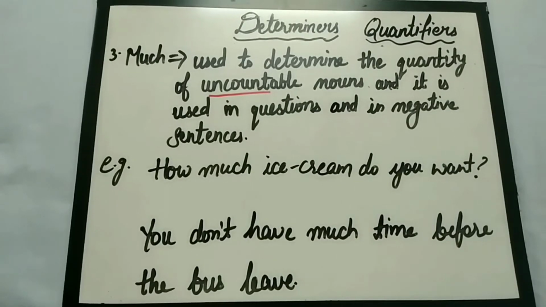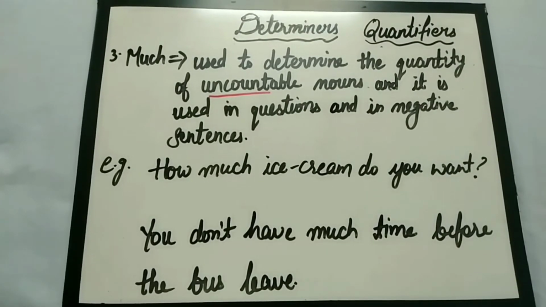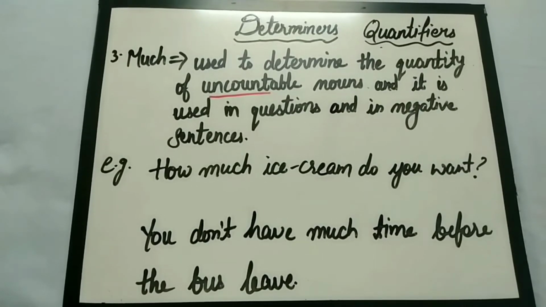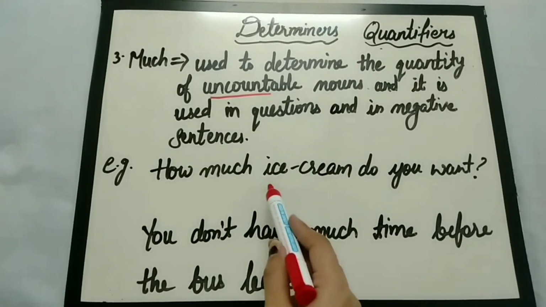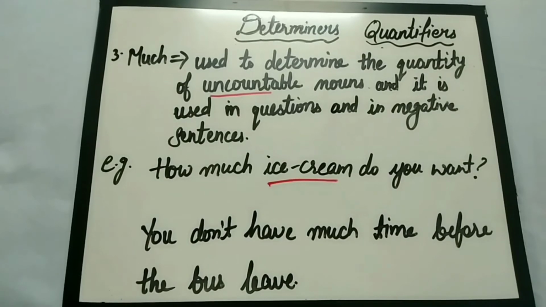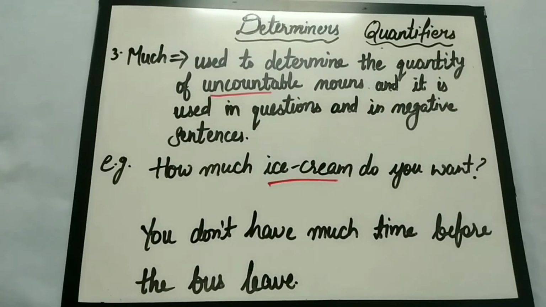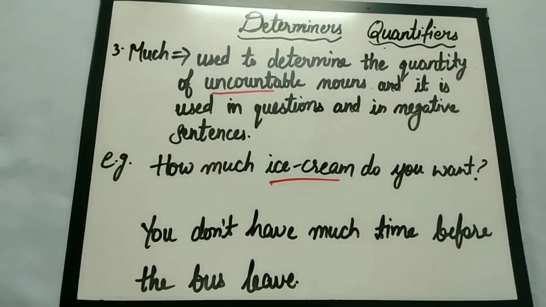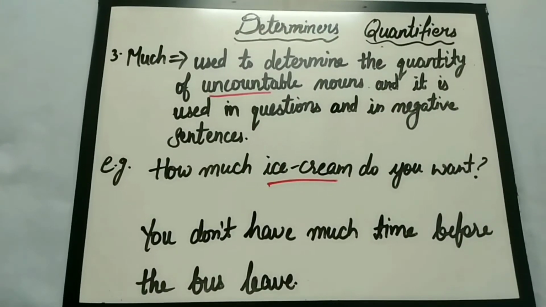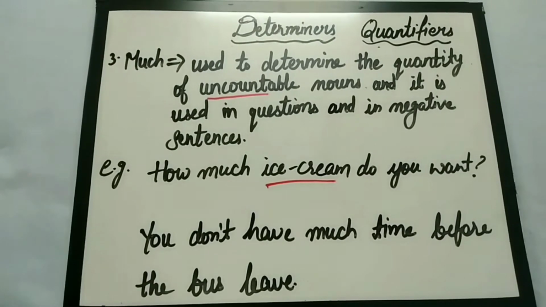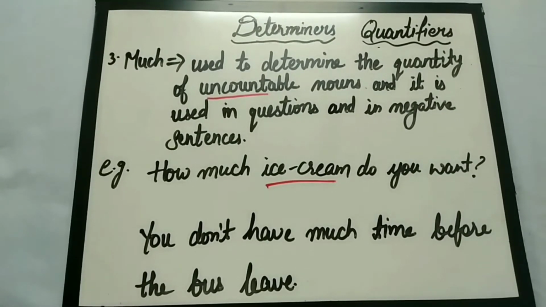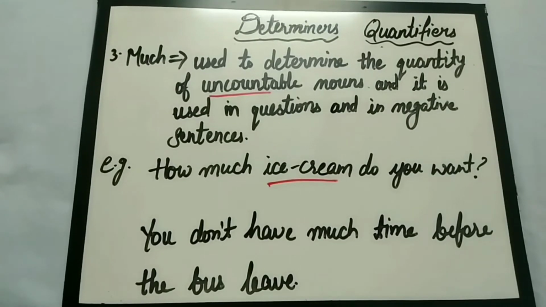So here is the example. How much ice cream do you want? It's a question, meaning how much quantity of the ice cream do you want? So ice cream is uncountable. Hence we have used much here. Much is describing the amount of ice cream, which is uncountable. We can't count ice cream. Remember, it is one of the mass nouns.